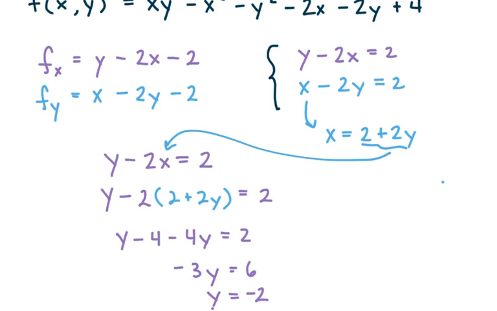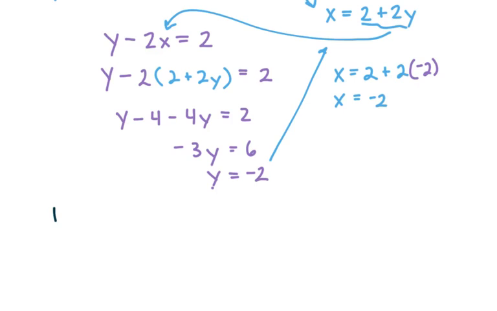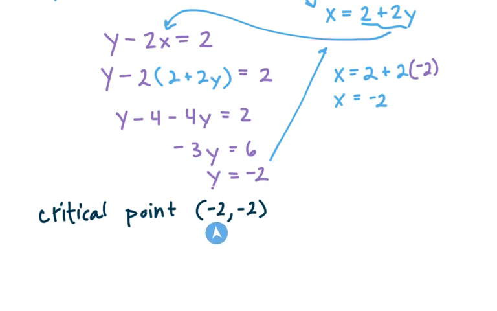Now, if y is negative 2, I can find my x value, because x equals 2 plus 2 times that y value we just found, negative 2. And simplifying that, I'll get that x equals 2 minus 4, or negative 2. So we have one critical point here. So my critical point is the ordered pair negative 2, negative 2. And that represents my A and my B values in my definitions. So this is where an extreme value may occur.